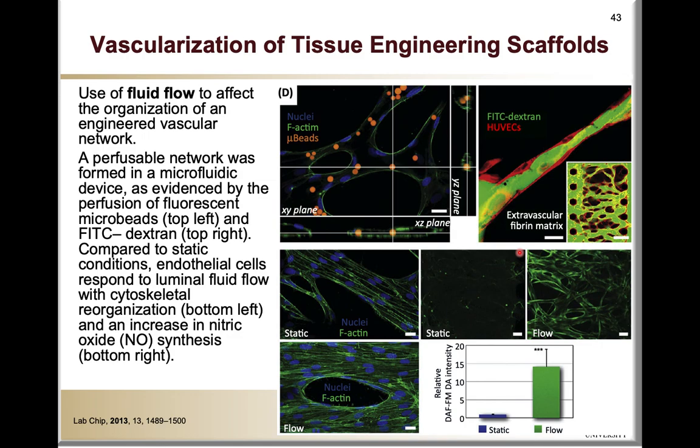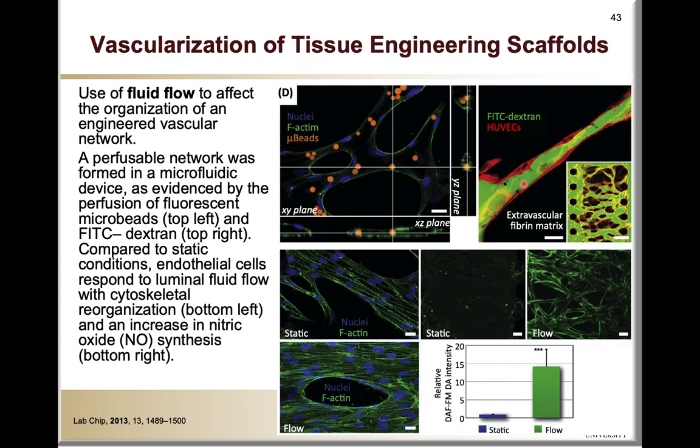The last one is looking at the effect of flow on the organization of the cells within a tissue engineering scaffold. So in this case, they developed a perfusible network in a microfluidic device, and here they were just testing to make sure that it was perfusible, and they did that by putting fluorescent microbeads and watching them flow within the channels. And the idea was to then seed cells within those channels and be able to see how they organize in the presence or in the absence of flow.